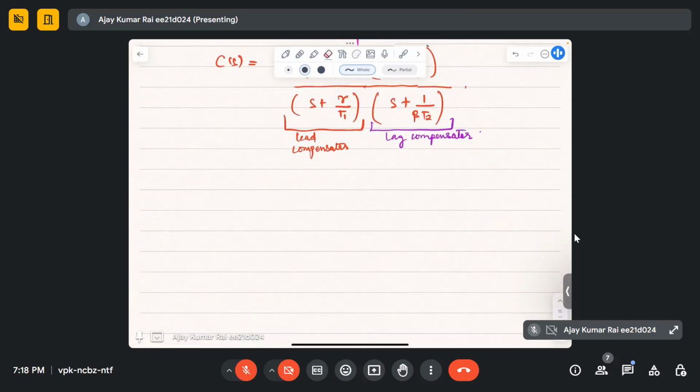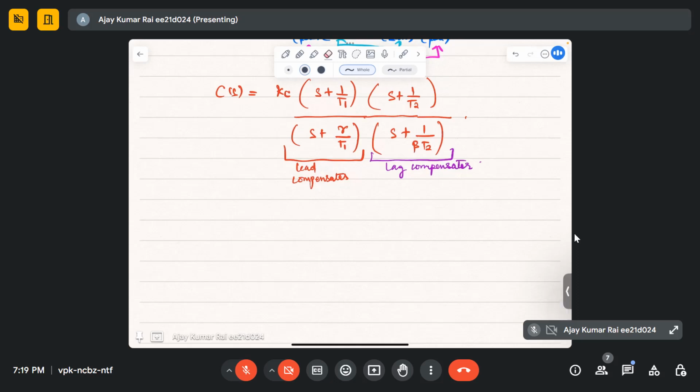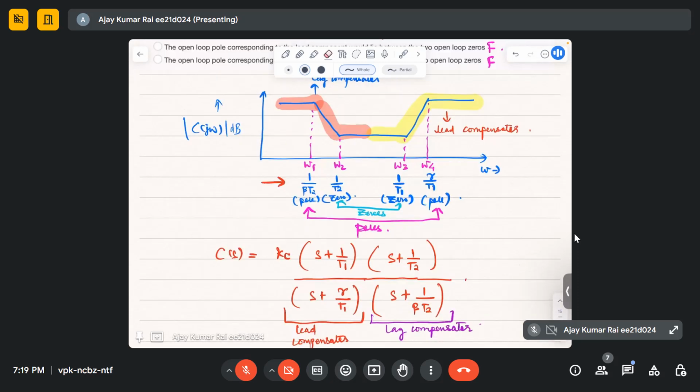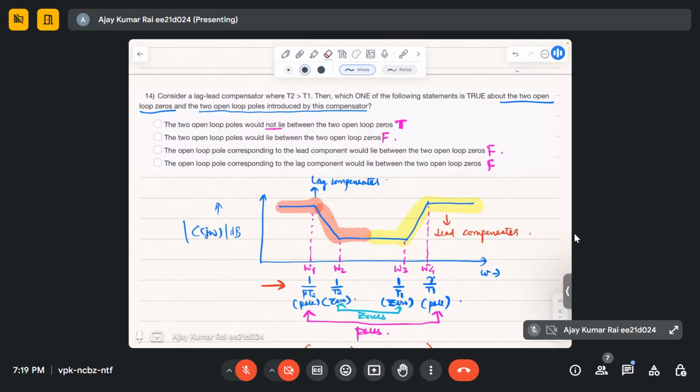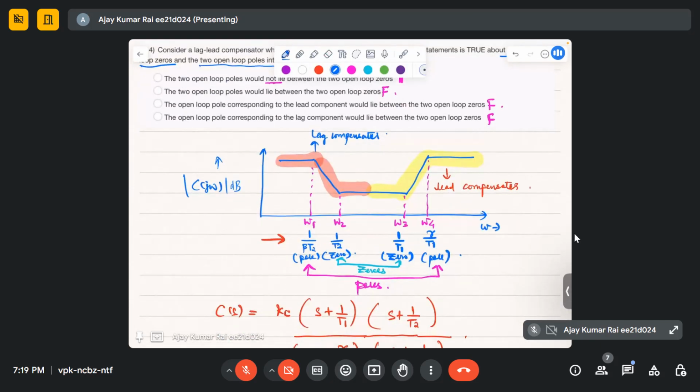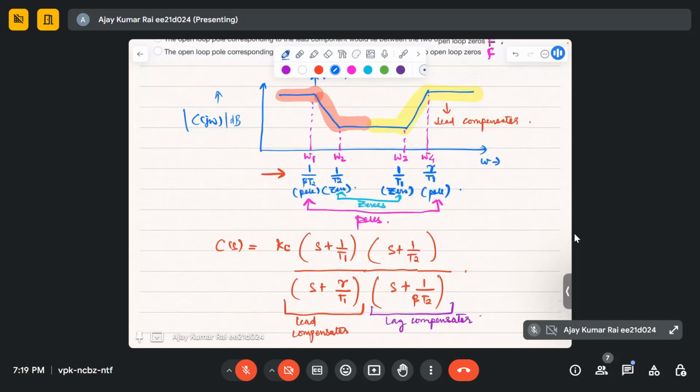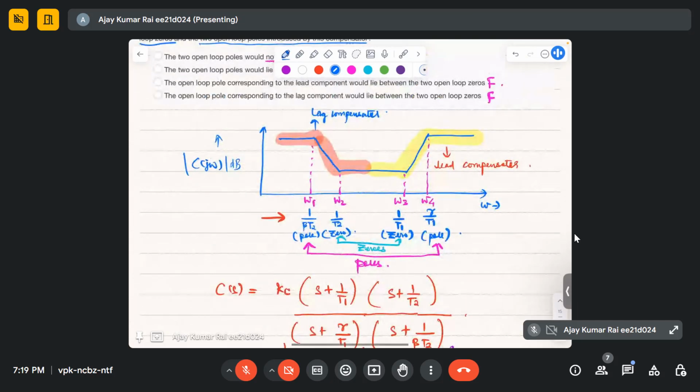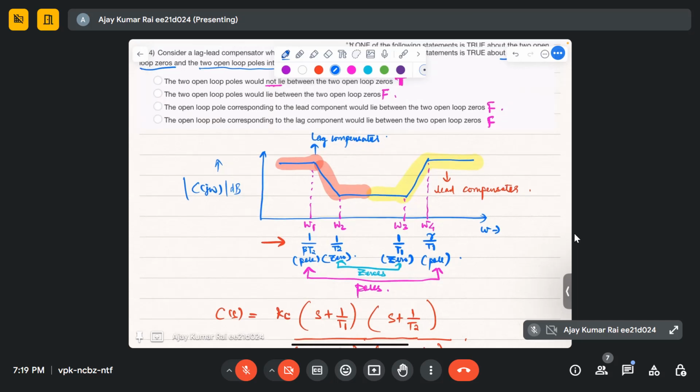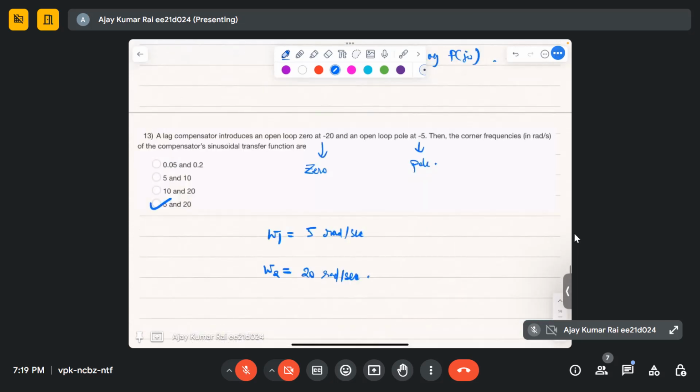First, why we have this lag lead compensator, we discussed that, and the 14th statement is also related to the same, about where the corner frequencies are. So where the lag compensator poles and zeros lie and where the lead compensator lie. Looking at the transfer function, you can plot the corner frequencies and then you can know where the poles and zeros are lying. So we have seen that.